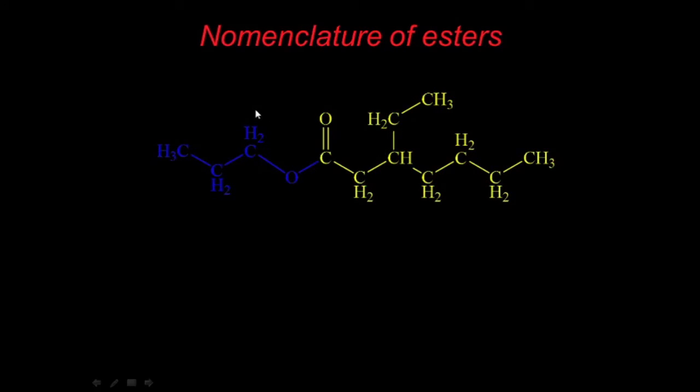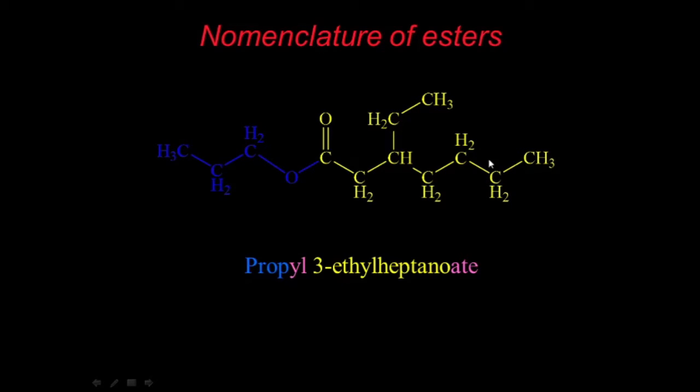Okay, so first we have to determine the alcohol part and the acid part. The alcohol part, which I highlighted by blue color, is bonded to the carbonyl group by an oxygen atom. The acid part is bonded directly to the carbonyl carbon. So as we see, the correct name for this structure is propyl 3-ethylheptanoate, where propyl belongs to the alcohol part because there are 3 carbon atoms, so the name of this alkyl is propyl.